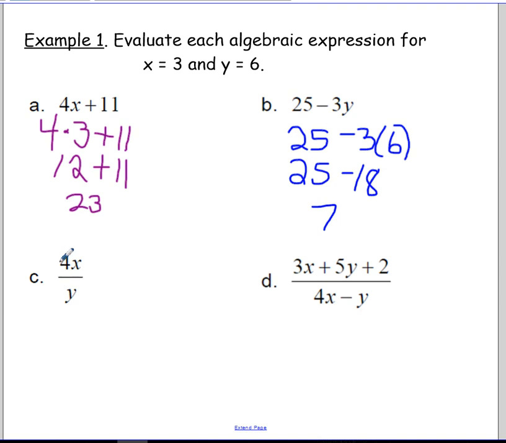For C, we have 4x over y. So we have both variables that we need to plug in. We're going to have 4 times x, or 4 times 3, over 6. Let's simplify the numerator, or the top, and that gives us 12 over 6. Again, a fraction bar can be thought of as division, and in this case, 12 divided by 6 comes out evenly to be 2.